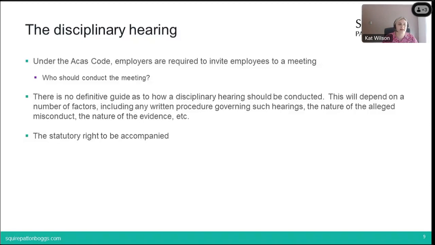Then in terms of making the decision, so the ACAS code makes it clear that any decision should be taken after the hearing. So you shouldn't be delivering it there and then at the actual hearing itself. It's always better that you go away, sleep on it. It also makes it look less predetermined if you're going away and having a proper think about the situation before delivering the outcome. And as touched upon, if you need to carry out any further investigations, then you should be doing that, and you can adjourn the hearing. As long as you're doing it within a reasonable time frame, that should be absolutely fine.